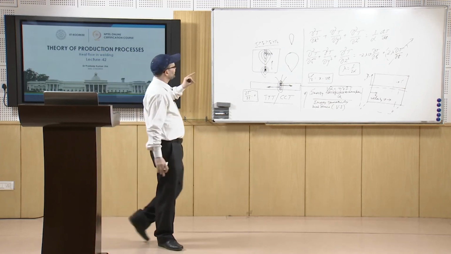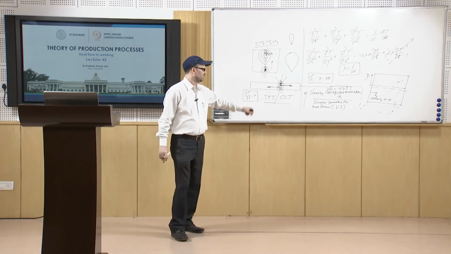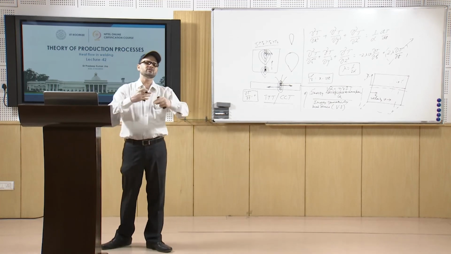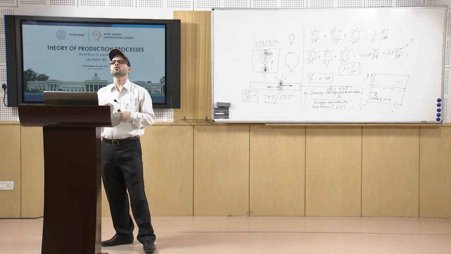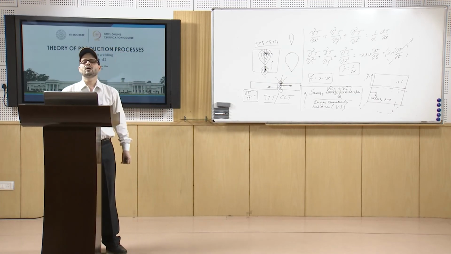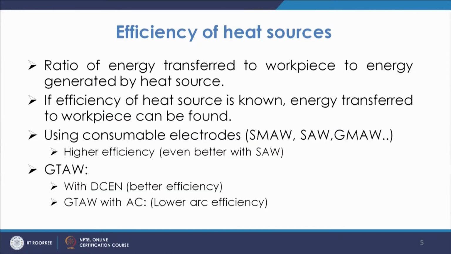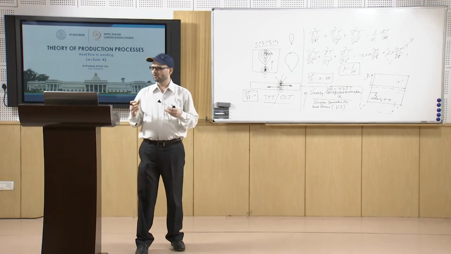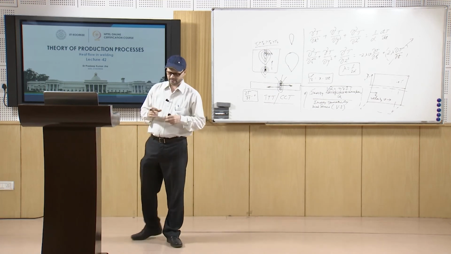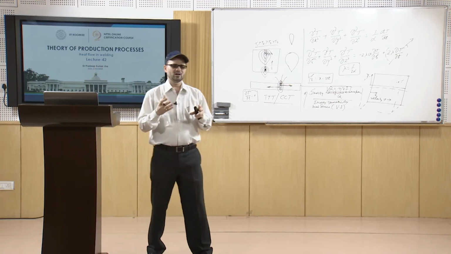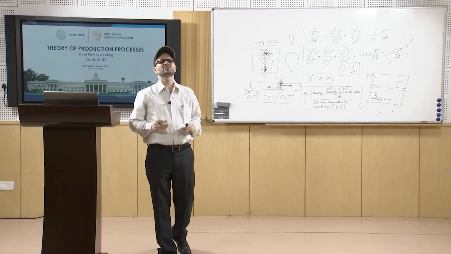Now, the thing is that the efficiency of the welding processes varies. Different welding processes have different efficiencies. Let us take the example of consumable electrodes like SMAW, SAW or GMAW, that is shielded metal arc welding, submerged arc welding, gas metal arc welding. In these cases you use either of the polarities, and ultimately the heat goes to the workpiece. So, the efficiency is quite higher.